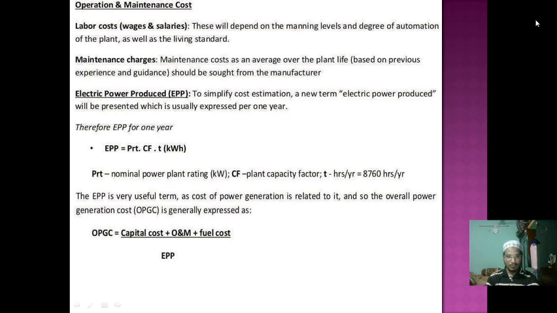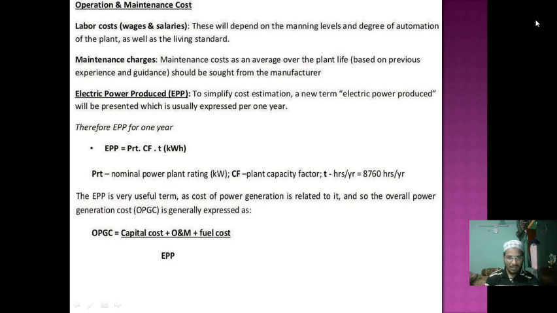EPP is equal to PRT into CF into T, in kilowatt-hours, the electric power produced in that year. If someone asks how much electric power you are producing in the whole year, we calculate with this formula, and then we can say that this amount of power we are generating in the whole year.